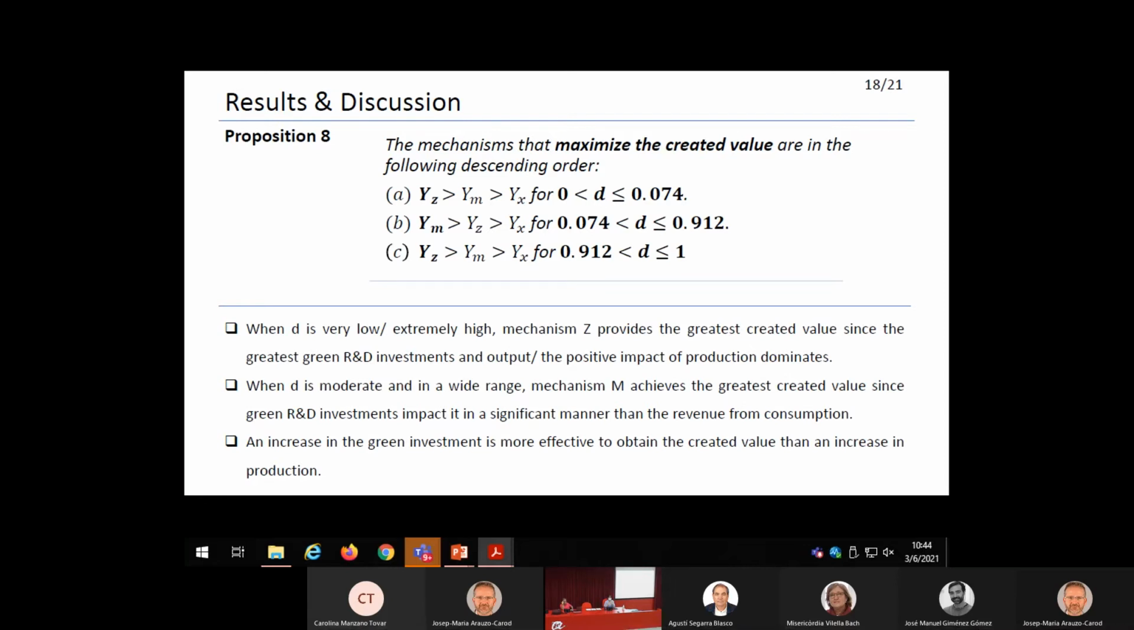And when environmental damage is moderate, or in a wide range, mechanism M achieves the greatest created value. It's because the green R&D investment impacts it in a more significant way than the revenue from consumption. And we also found an increase in the green investment is more effective to obtain the created value than an increase in production.